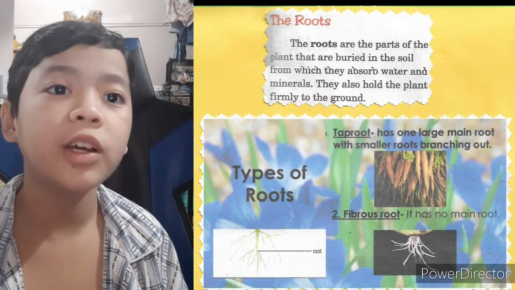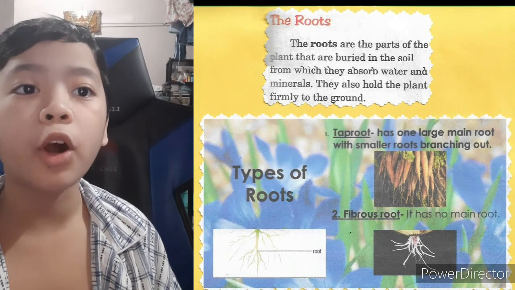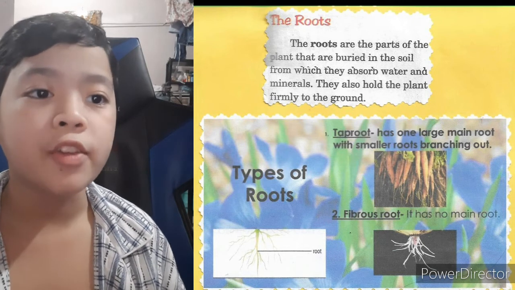Types of roots. Taproot has one large main root with smaller roots branching out. Fibrous root. It has no main root.